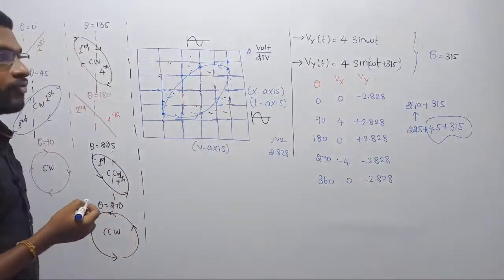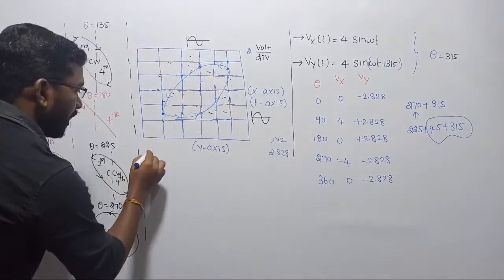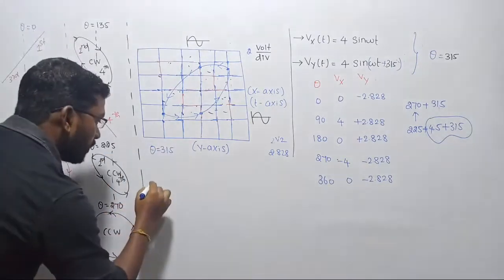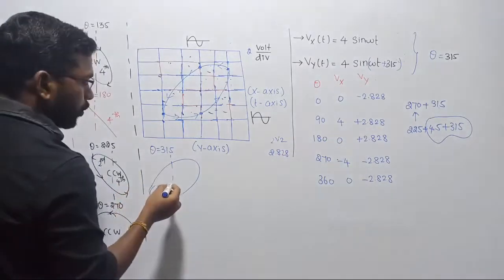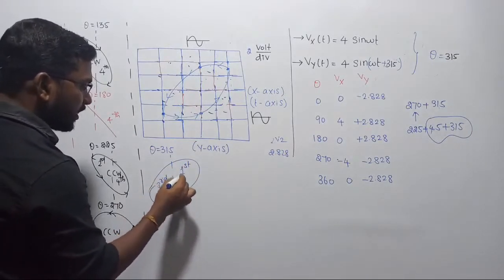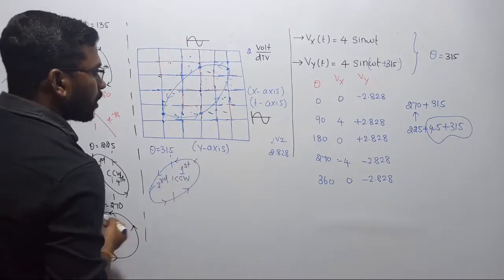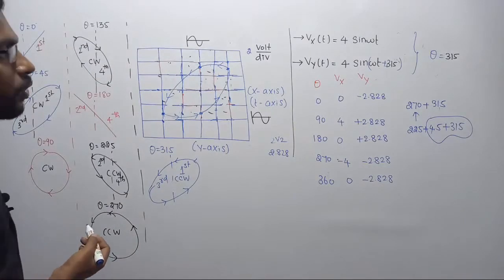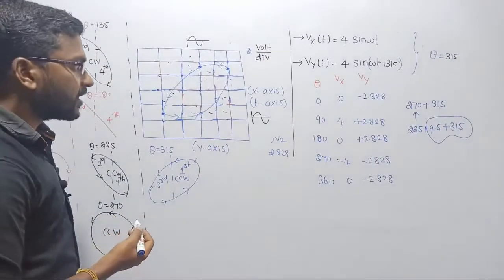And what type of waveform are we getting on the screen? It is an ellipse, at theta equal to 315 degree. Am I correct? Yeah. So once again we are getting an ellipse. In this ellipse also, if you observe carefully, the major portion of the ellipse lies in the first quadrant and the third quadrant, but this ellipse is being rotated in the counterclockwise direction. These are all the observations that we are getting on the screen of your CRO for various values of theta. This pattern is simply called Lissajous pattern. I hope things are getting clear now.